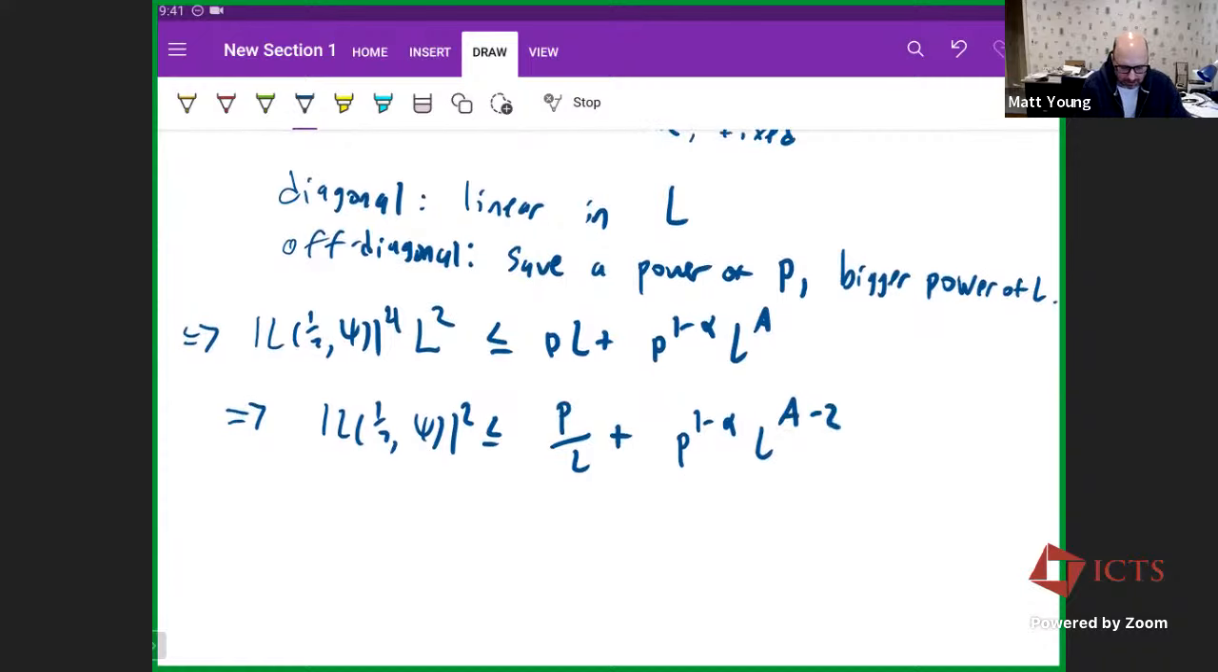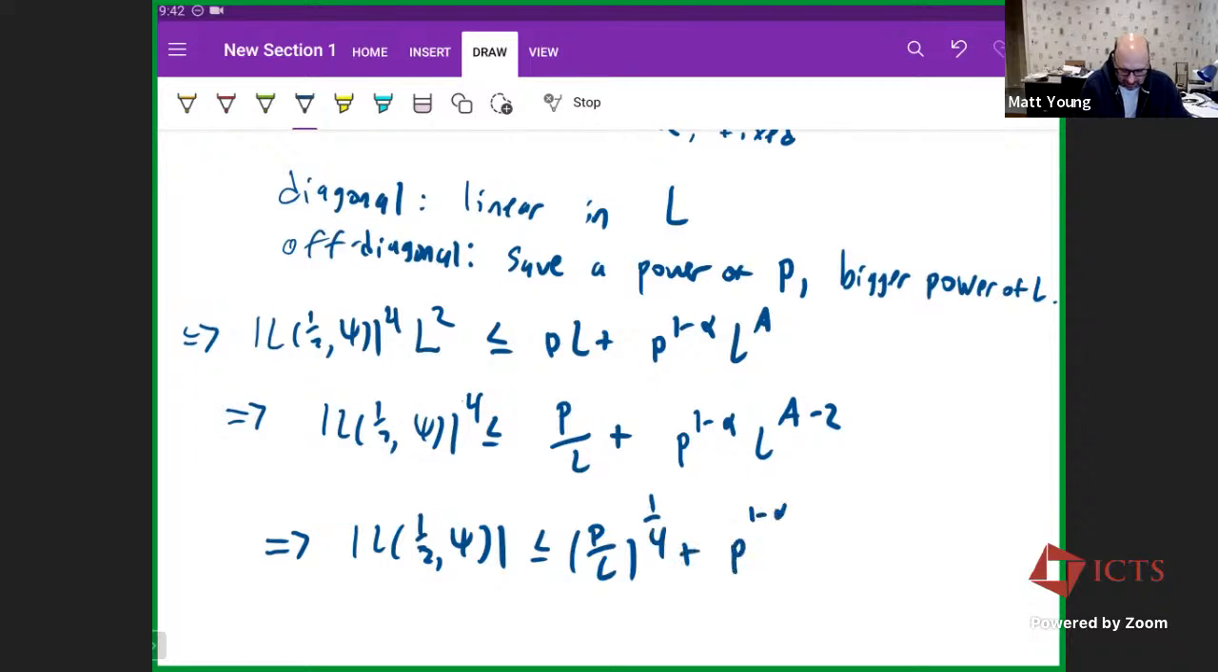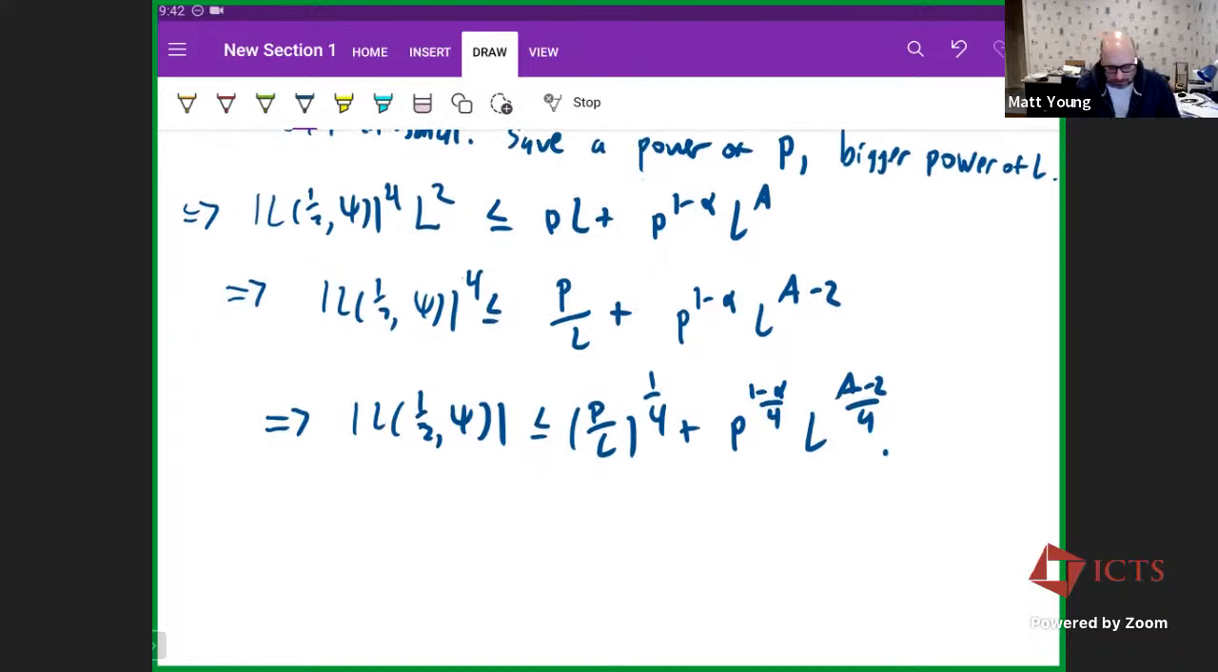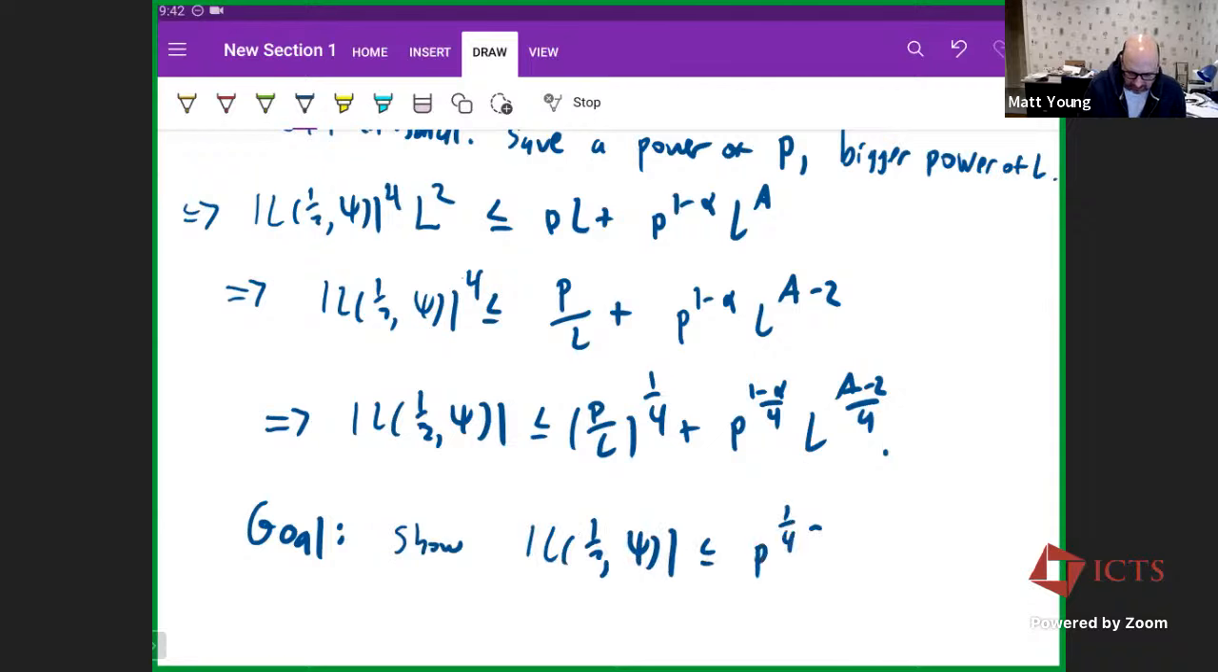Oh, sorry, my 4 became a 2 for some unknown reason. So this implies L of a half psi is bounded by P over L to the 1 over 4 plus P to the 1 minus alpha over 4 times L to the A minus 2 over 4. And the goal of the amplification is to show L of a half psi is bounded by P to the quarter minus a little bit, let's say beta. So this is the subconvexity problem.